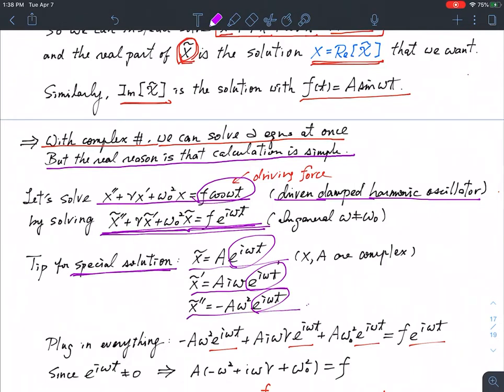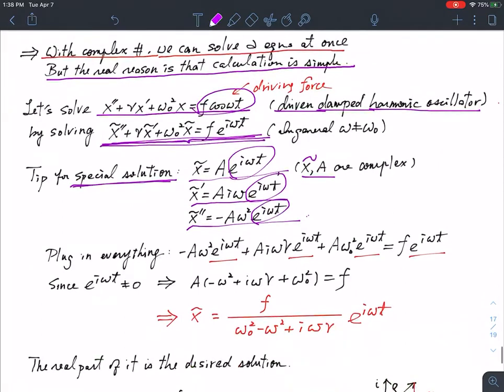Just remind ourselves that x tilde and A can in general both be complex numbers. The good thing about e^{i omega t} is that not only do you have an identical factor here, but actually the same factor on the right hand side, because the right hand side is also e^{i omega t}. So this is the reason we have this trial function: all this can be cancelled because e^{i omega t} never goes to 0.